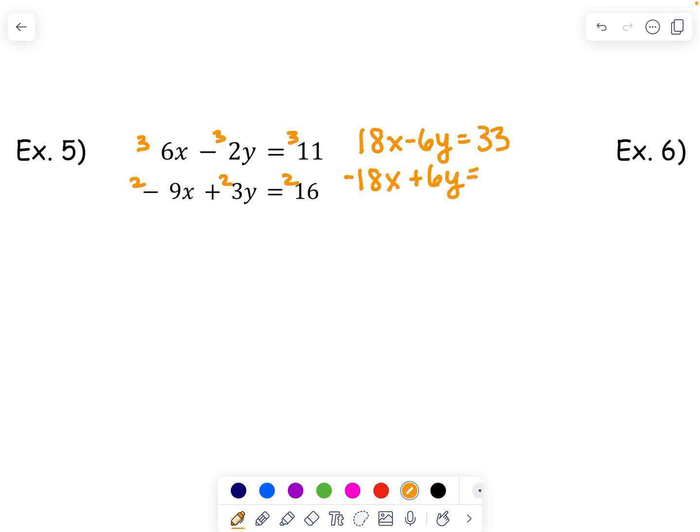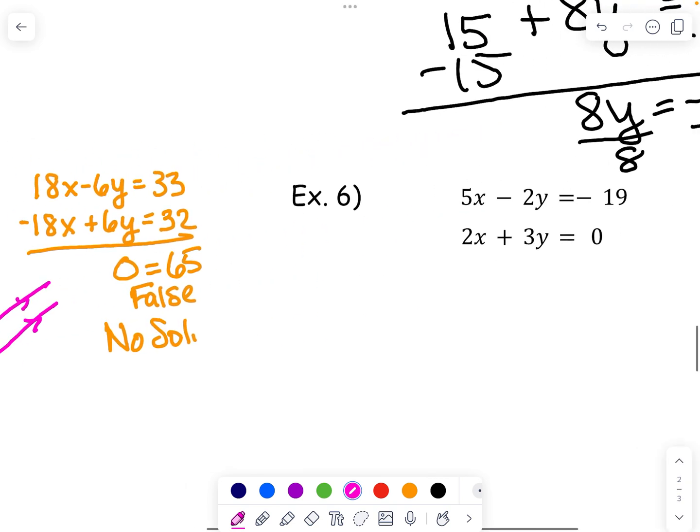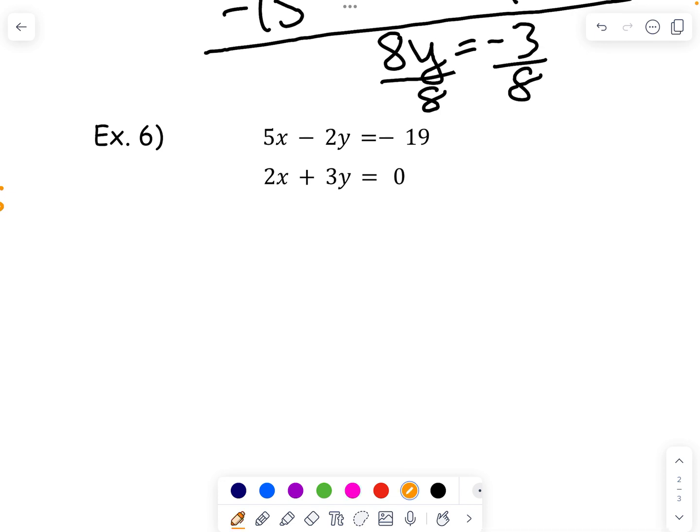See? It actually eliminated both of them, which means that we're going to either have no solution or infinitely many solutions because we have eliminated the variable. And because this is equal to 65, this is a false statement. 0 is not 65, so there's no solution. So since there's no solution, we know that those lines were parallel, right? They were parallel. Okay, let's see this one.